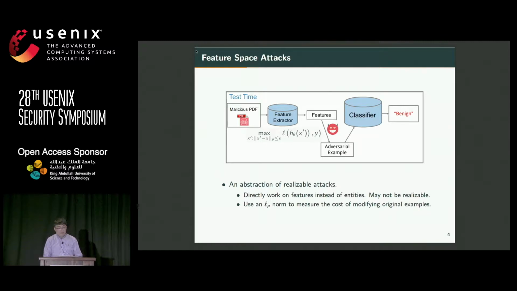Please note that feature space attacks are not always realizable because when we solve an optimization problem, sometimes we ignore the interdependency between feature values. So it's very difficult to evaluate the effectiveness of the adversary example, whether it preserves malicious functionality. To deal with this, feature space attacks use the Lp norm to measure the cost of modification. And oftentimes, the cost of modification is bounded.